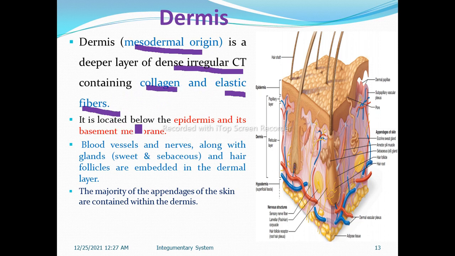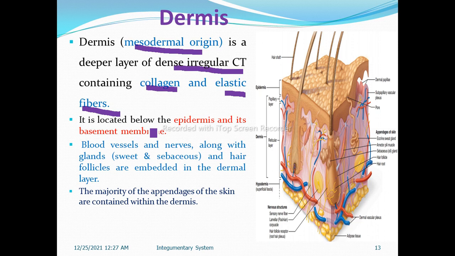The dermis is located below the epidermis, and it is associated with the basement membrane. Blood vessels, nerves, and glands like sweat glands, sebaceous glands, and hair follicles are embedded in the dermal layer.